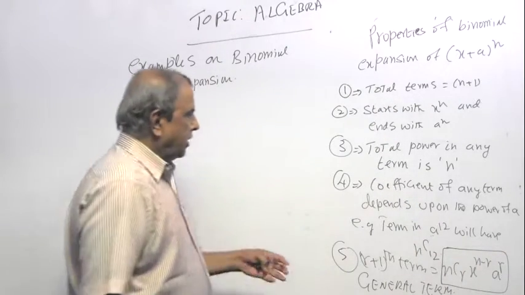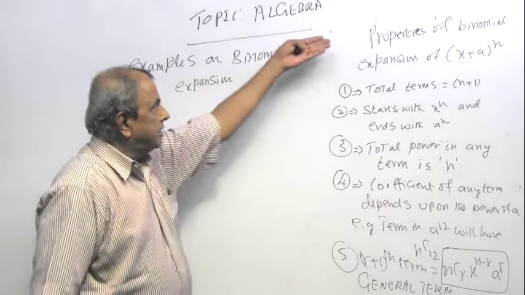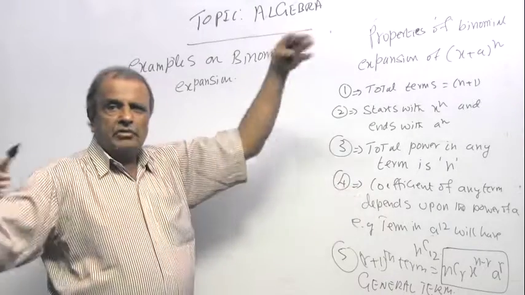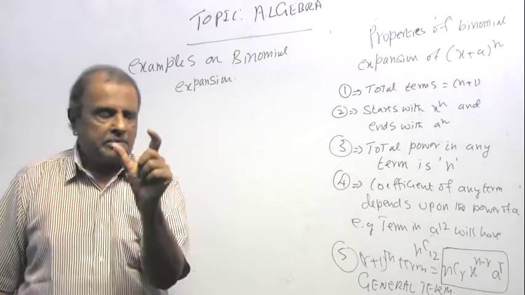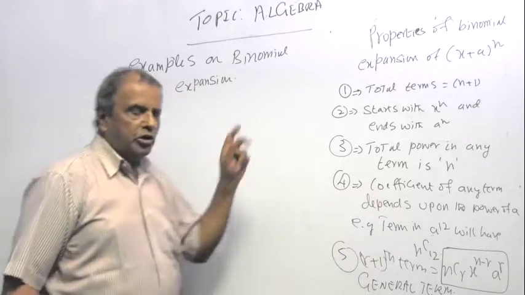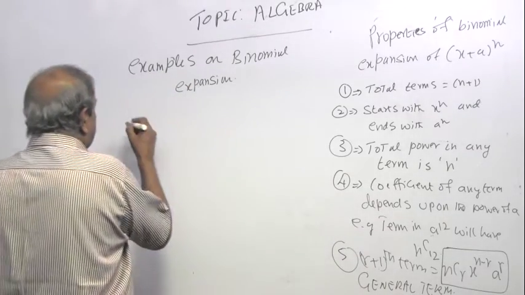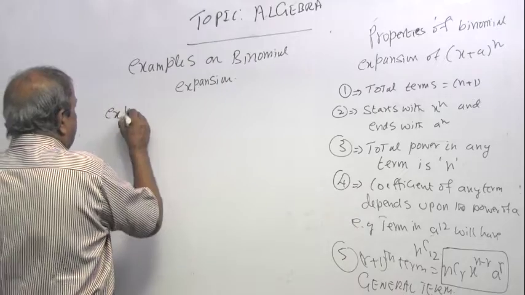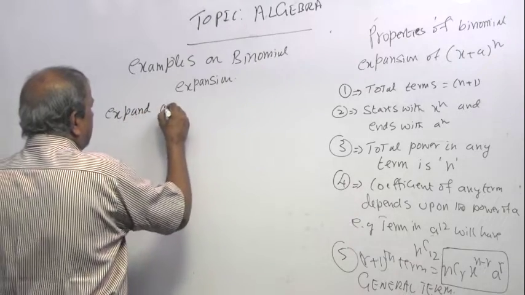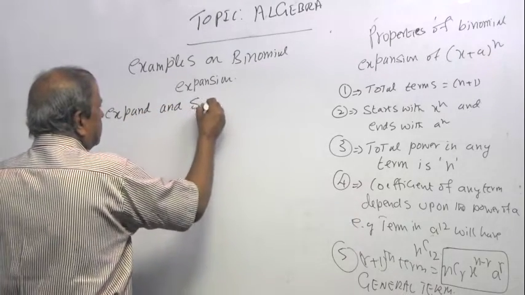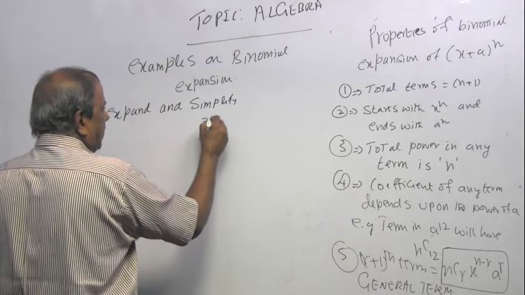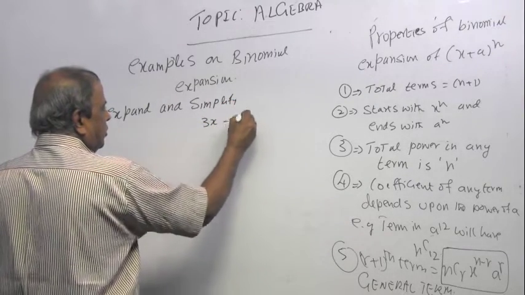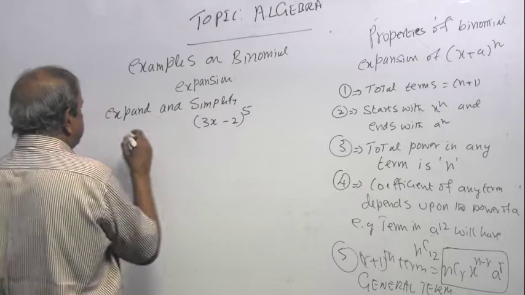So in other words, if you are asked to do an expansion, I would use this rather than the formula in the formula book. If you are asked to find a particular term, then I will use this. I'll show you with an example. For example, let's say: expand and simplify (3x minus 2) to the power 5.